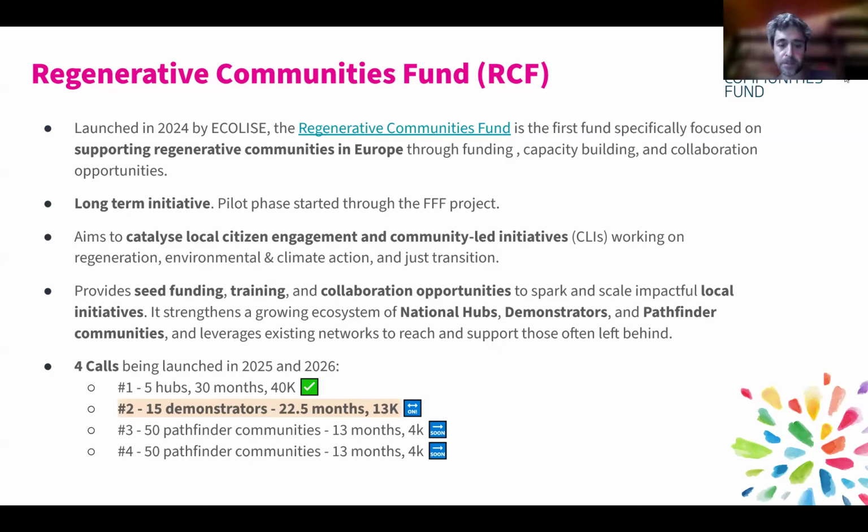You can see here below. And the demonstrators will receive approximately 13,000 euros.